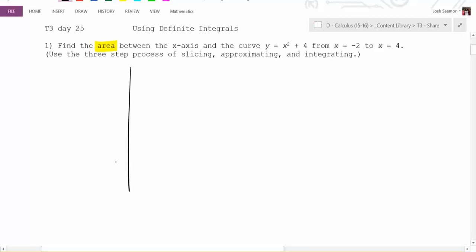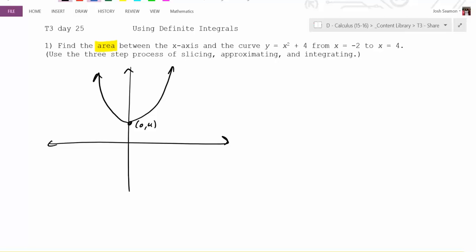So you have your parabola like this, and it's going to be what? Like starts here at 0, 4. It kind of goes up like this and up like that. And you're going from x equals negative 2 to x equals 4.